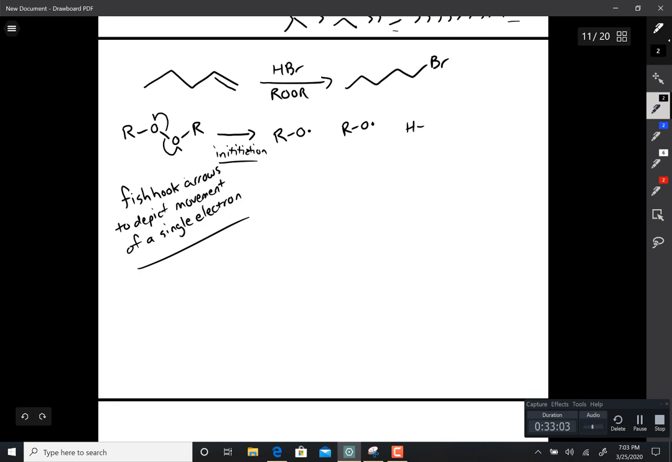Second step is this radical does what radicals like to do. It pulls off a hydrogen. And so this radical forms a bond between the oxygen and the hydrogen. One of the electrons from the hydrogen-bromine bond meets it, and that creates the new bond between the O and the H. The remaining electron from the hydrogen-bromine bond goes on to the bromine. As a result, what we've done is we've taken one radical and made a new radical. This is propagation.